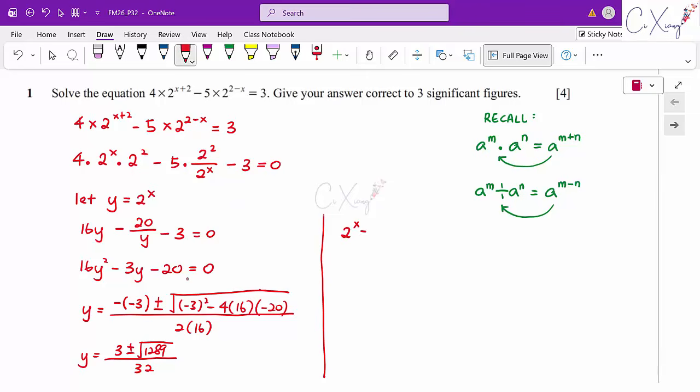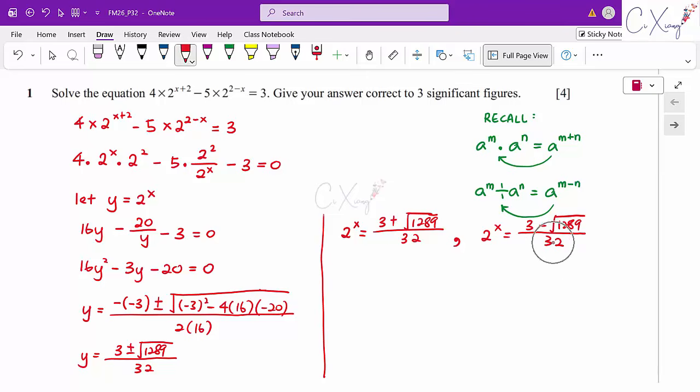So I'm having 2 power x equals to 3 plus square root 1289 divided by 32. Another answer is 2 power x equals to 3 minus square root of 1289 divided by 32 as well. One is plus, one is minus, right? Okay, so we try to press for the calculator.